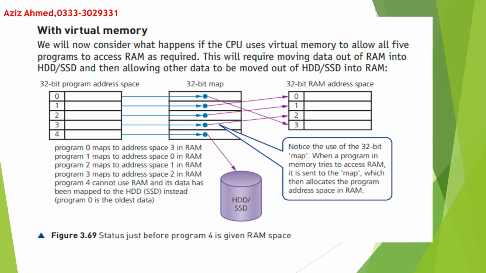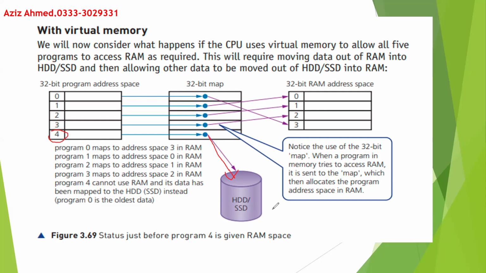It only says there are 5 programs. The first program has taken space. Map means direct towards, move towards. Like the first program has been moved towards RAM. Now RAM is full. The fifth program, that is basically program number 4, does not have space in RAM. So it is moved to the hard disk. This is the concept of virtual memory.